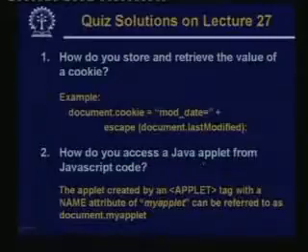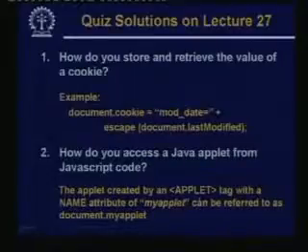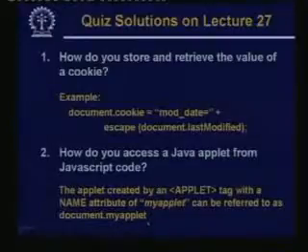How do you access a Java applet from JavaScript code? This we had seen also. When you are creating the applet tag in the HTML file, you can give a name attribute to it. For example, the name is my applet. Then you can access that Java applet in JavaScript by referring to the object as document.myApplet, like this.